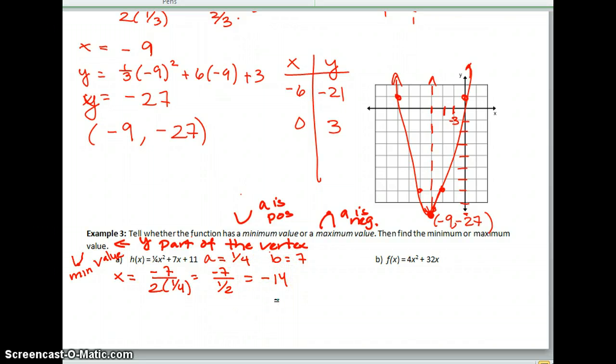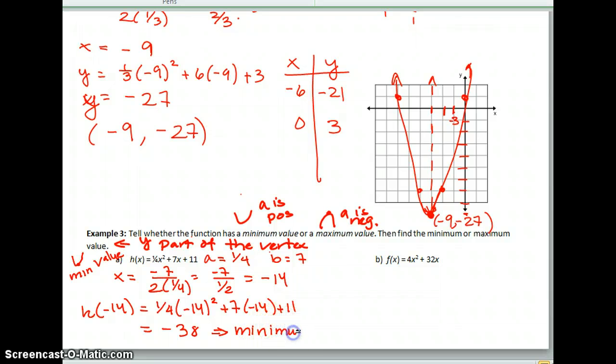That's not my answer, though. I'm going to use this now. I'm going to plug it in. h of -14, so this function evaluated at -14, is equal to 1/4 times -14 squared plus 7 times -14 plus 11. Then you'll work that out and you'll get -38. So this function has a minimum of -38. That's the smallest value of this parabola.